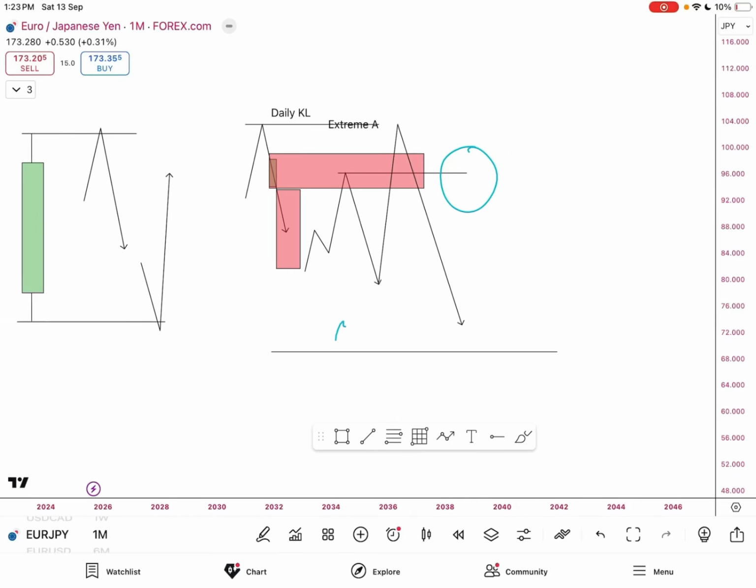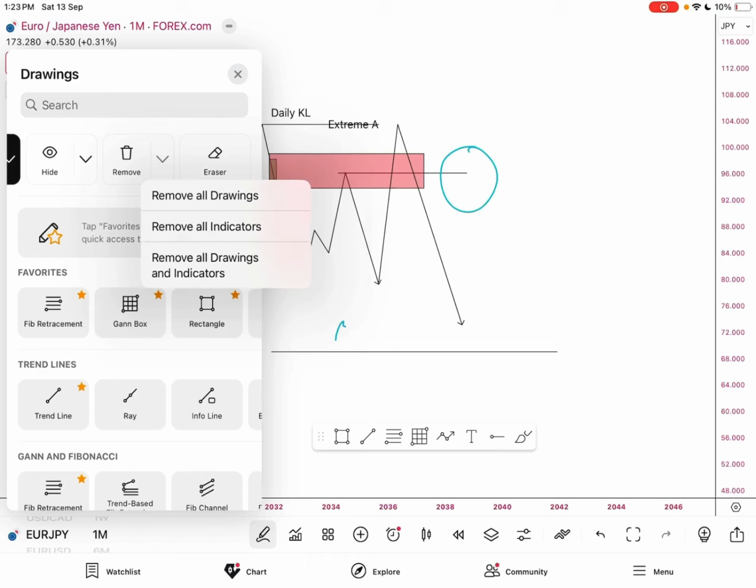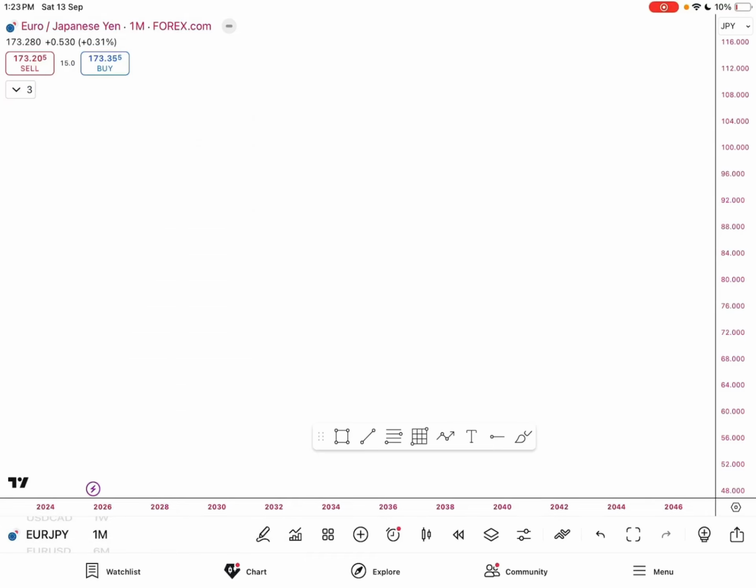Okay, hope you know what is internal liquidity and what is external liquidity. I remind you once again, external liquidity are the previous month highs and lows, previous week highs and lows, previous day highs and lows. Internal liquidity are the order blocks and the fair value gaps. So these are the things for internal liquidity.